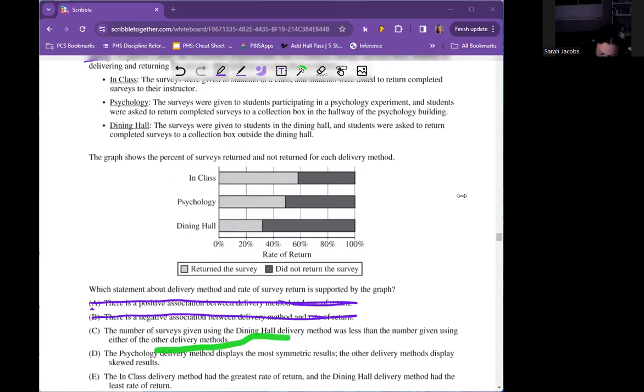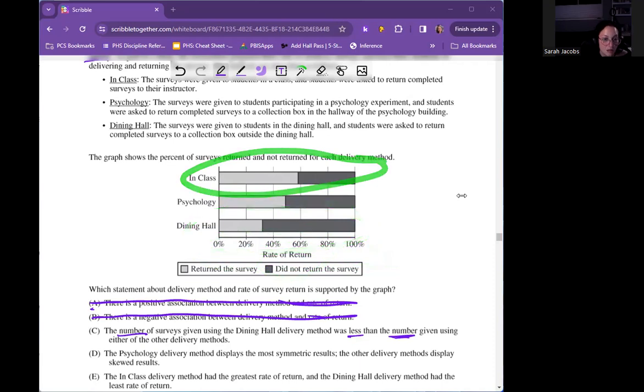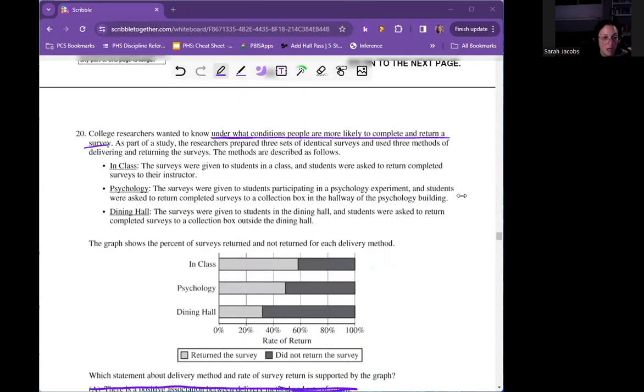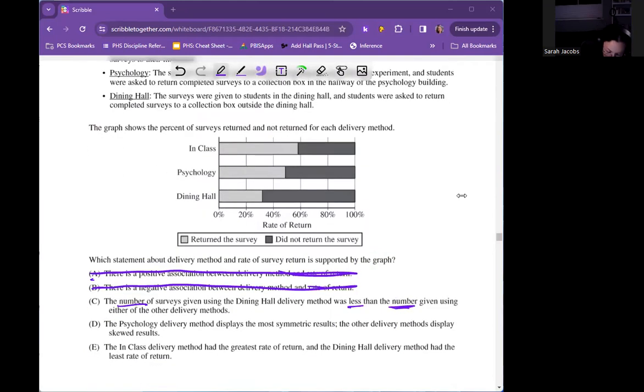C, the number of surveys given using the dining hall delivery method was less than the number given using either of the other delivery methods. These are all percent. We have no idea about number. This is about rates. So we could have given 1,000 in the dining hall and 50 in class. And we have no idea. It doesn't say anywhere here that they were all given the same amount, or that they were given different amounts. We only know about the return rates. So it can't be C because we don't know anything about the number of one compared to another.